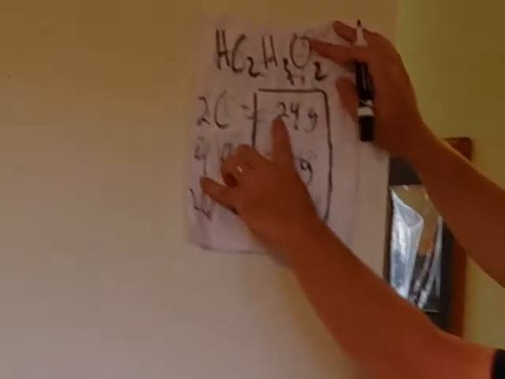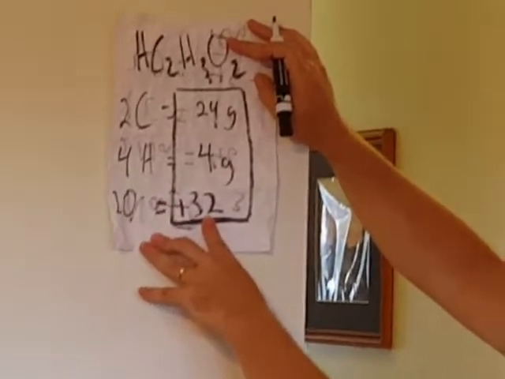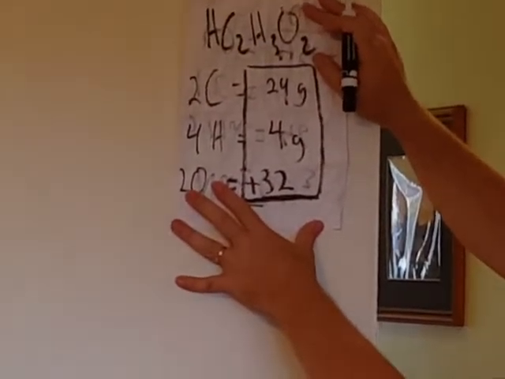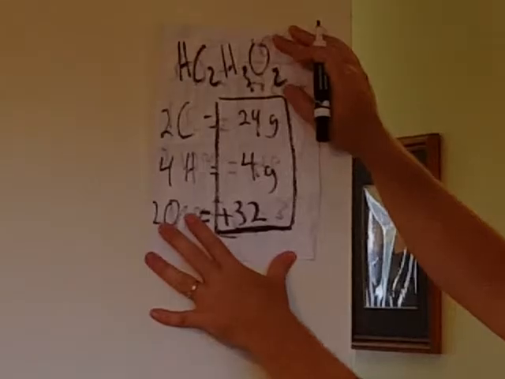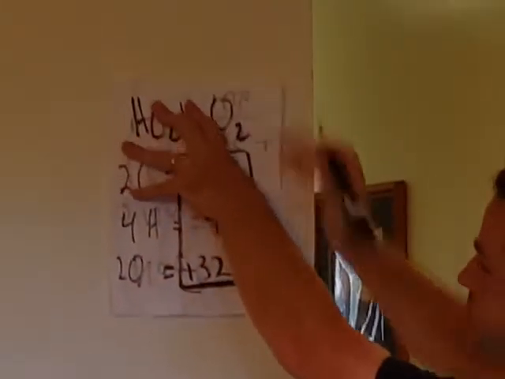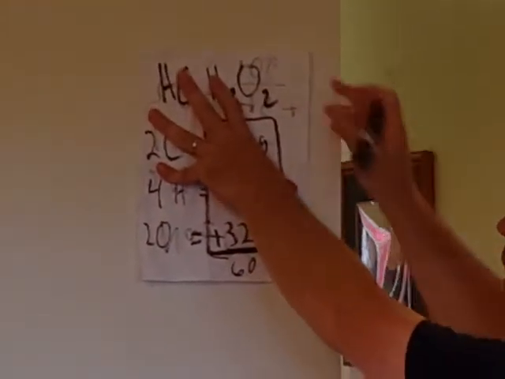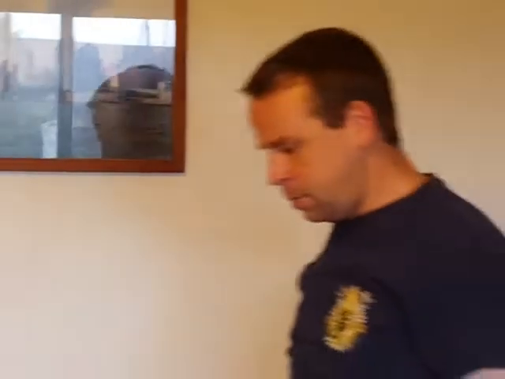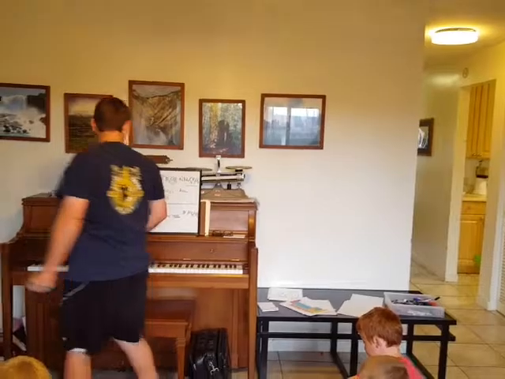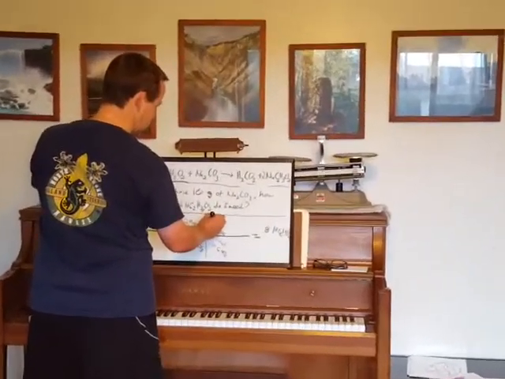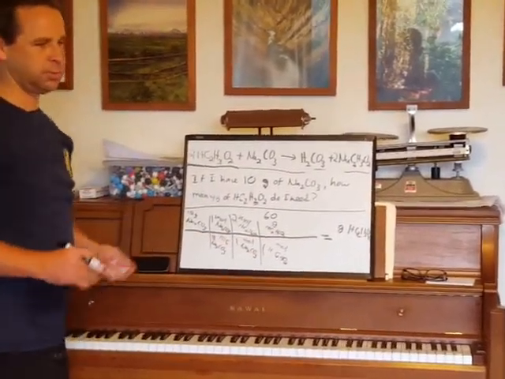Okay, so 24 plus 4 plus 32. 60. What did you guys get, Emma? 60. All right, so why were we after that number? What does that 60 mean? That's how many grams per mole of this stuff. 60 grams for every 1 mole of that stuff.